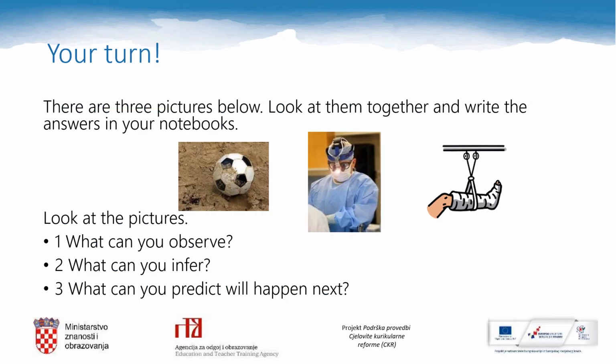It's your turn again to think like a scientist. Take a look at the three pictures: a ball, a doctor, and a leg. Look at the leg. What's wrong? So, look at the pictures, all three of them, and please answer the following questions. What can you observe? What can you infer? And what can you predict will happen next? So, stop this video now, open your notebooks, and do the task.